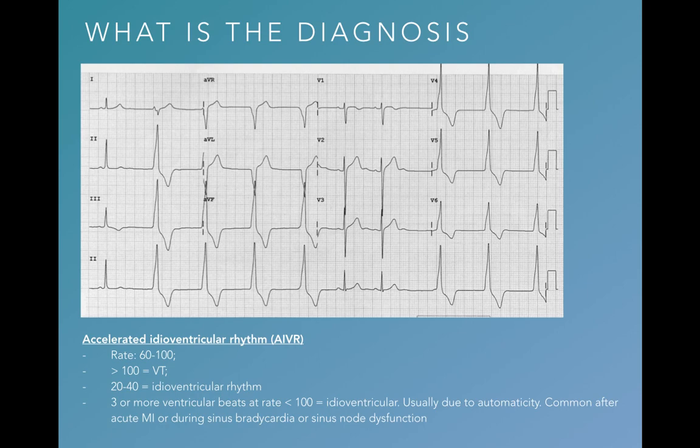So I kind of wrote this is common after an acute MI. If someone has a sinus node dysfunction, or if someone has sinus bradycardia, you might end up getting these ventricular rhythms. So an EKG is a glimpse at a patient, but you want to look at the patient also, because obviously the patient is more important than what an EKG might show.